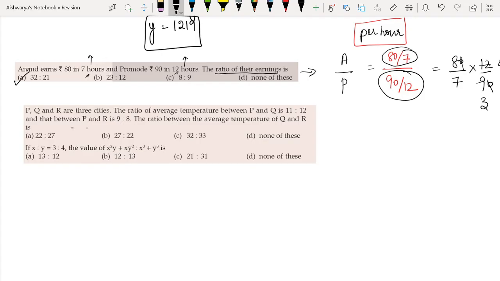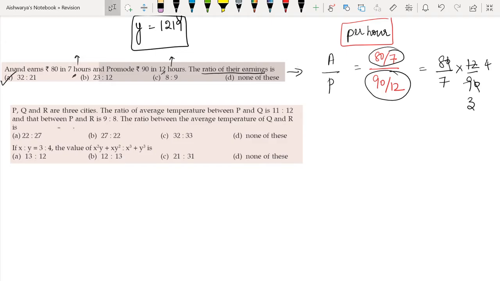Okay, coming to the next question. This is a very typical exam question. P, Q, R are 3 cities, a very favorite type of question. The ratio of average temperature between P and Q, P is to Q, is 11 is to 12. P is to R is 9 is to 8. The question is asking, Q is to R is how much?